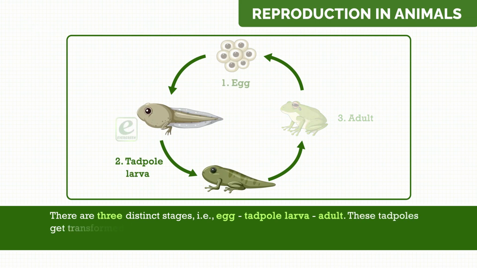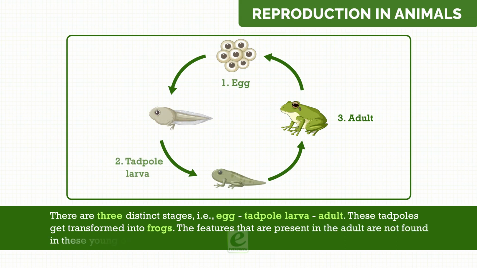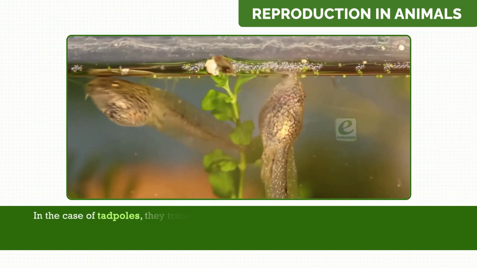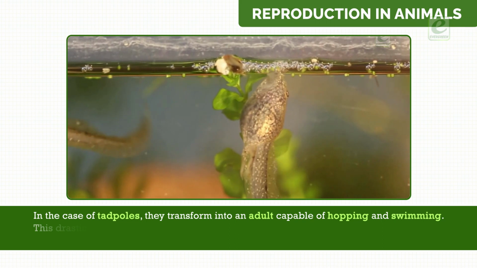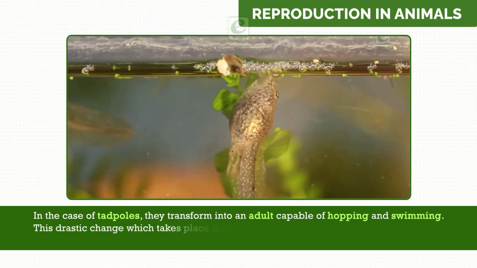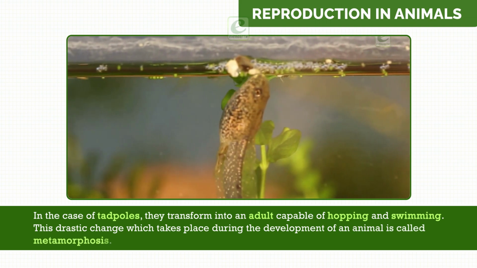These tadpoles get transformed into frogs. The features that are present in the adult are not found in younger ones. In the case of tadpoles, they transform into an adult capable of hopping and swimming. This drastic change, which takes place during the development of an animal, is called metamorphosis.